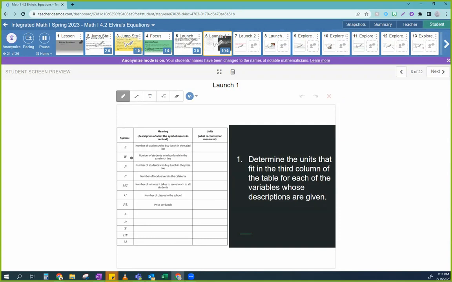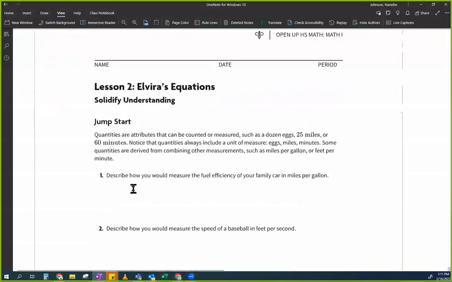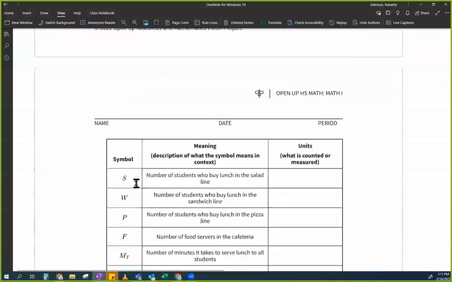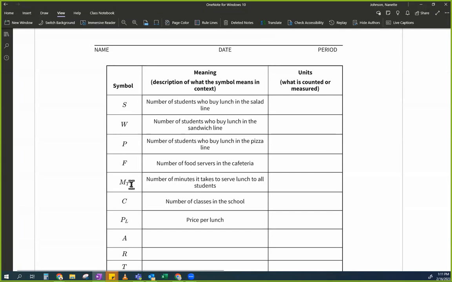Anybody know? Oh, I can zoom in on the other side. Yes, let me do that. Anybody know why she couldn't do that? Why couldn't she use S for sandwich? Someone's already said it. Yeah, because S already means salad.